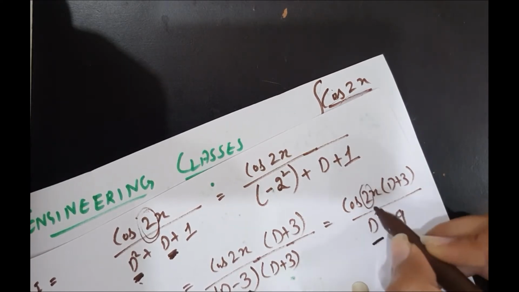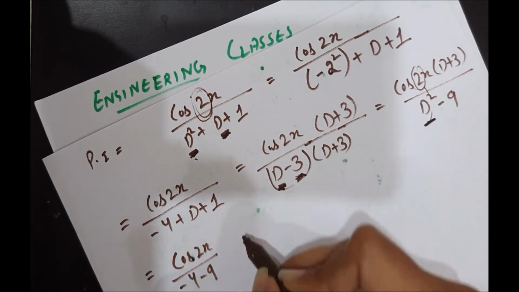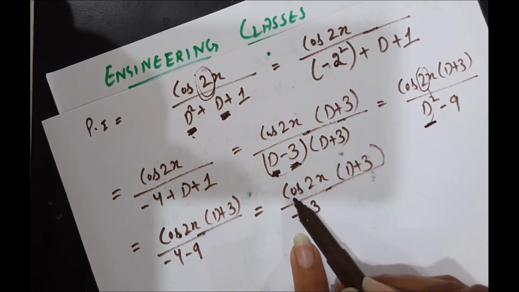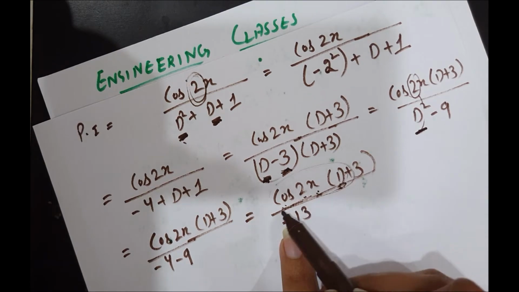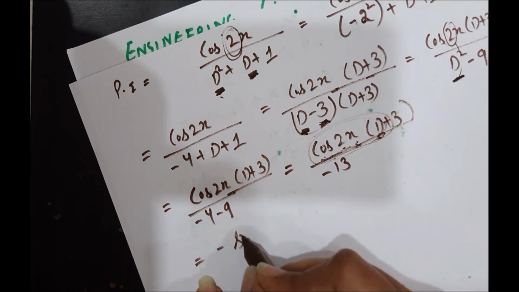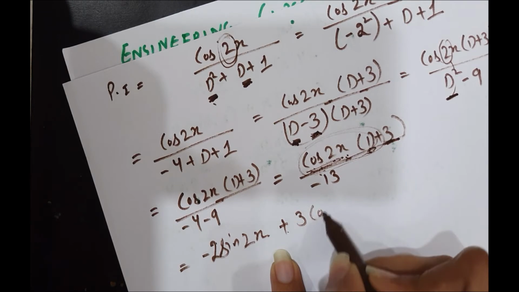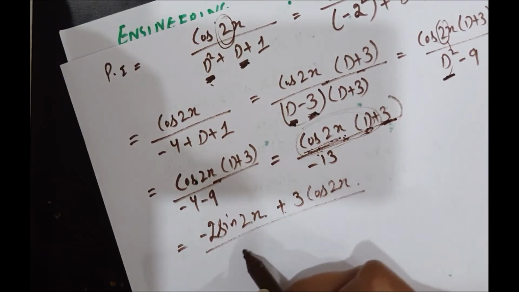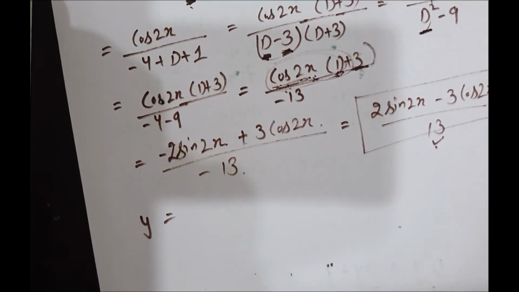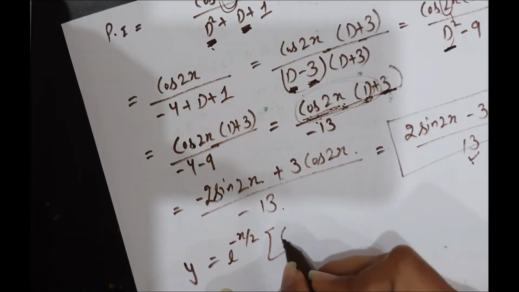Now put this a value here. It would be minus a square, that is minus 4, minus 9. And also d plus 3. Now we are left with this. How do we solve it? Cos 2x into d. So we will differentiate it. It will come out to be, cos differentiation is minus sine. It will be minus sine plus 3 into cos 2x upon minus 13. So the solution of the particular integral comes out to be this. So the complete solution is this complementary function plus this particular solution.